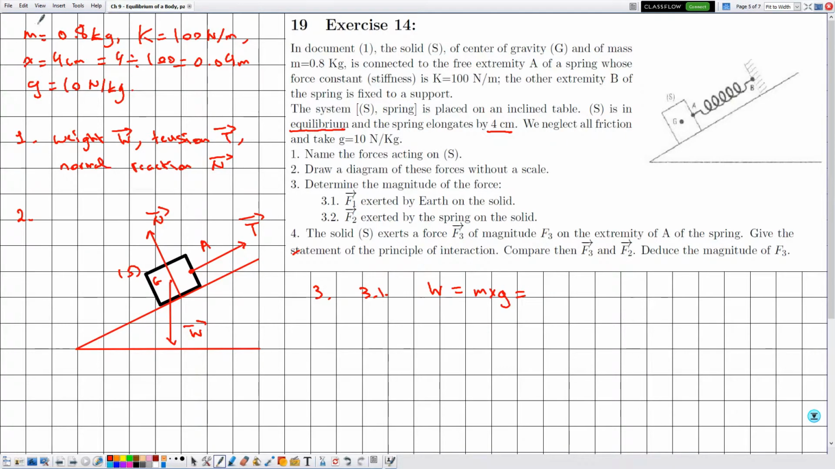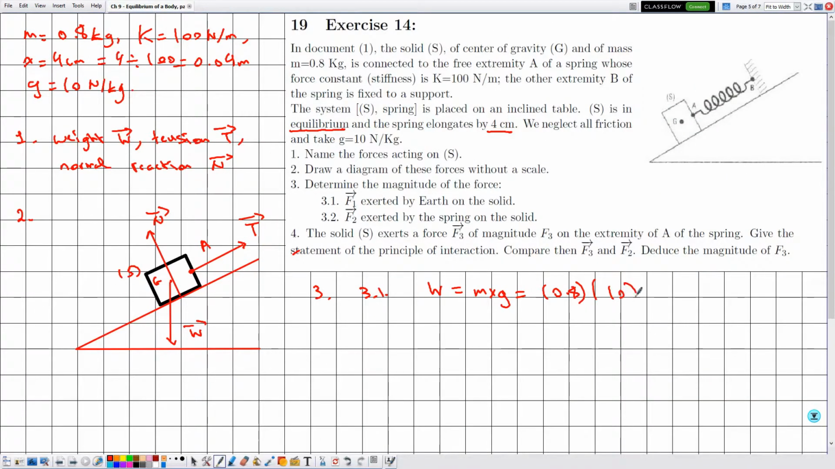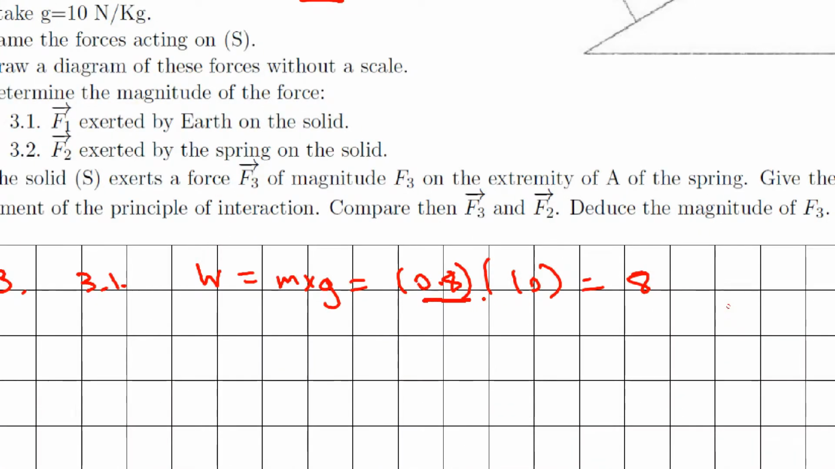We have the value of M, which is given by 0.8, and we have the value of G, which is given by 10. Plugging this on the calculator, the value of the weight is given by 8. Since both this and this are expressed in the SI, the value of W will be in the SI, which is in newtons.